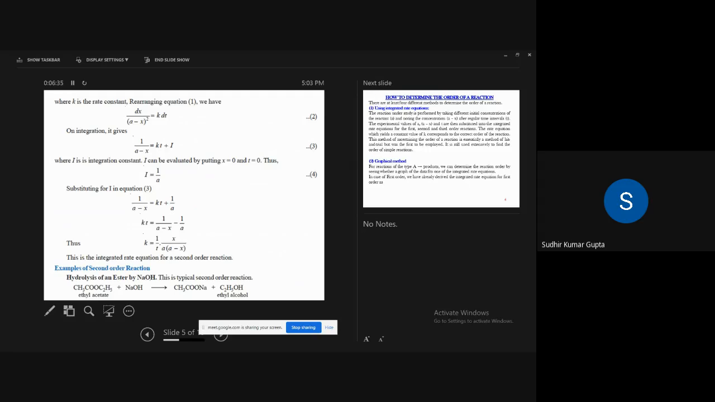We can use this rate equation also to determine the order of reaction.